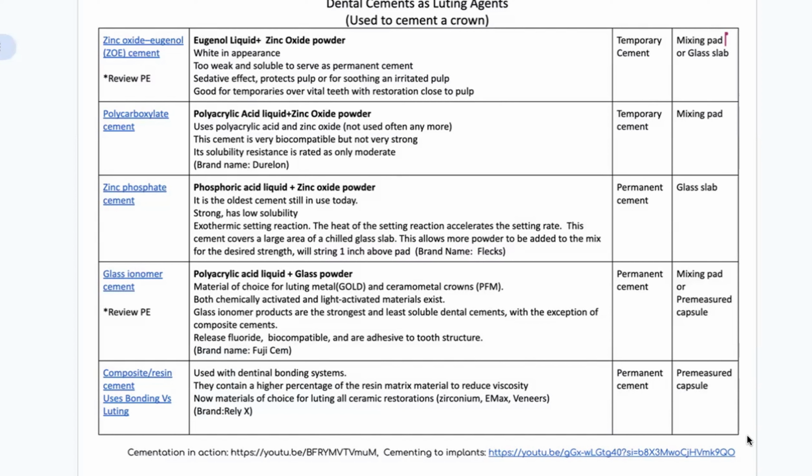Okay, so we're recognizing that those names are going to be in the name of the cement when it comes to boards. So that will make it a little bit easier for you to remember. But some of the details you're going to have to memorize.